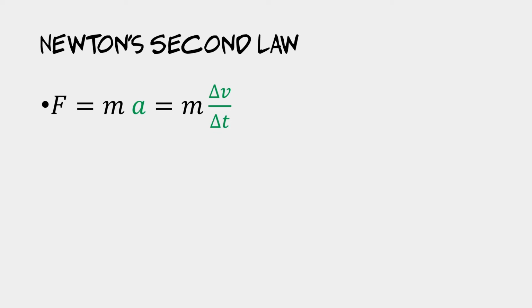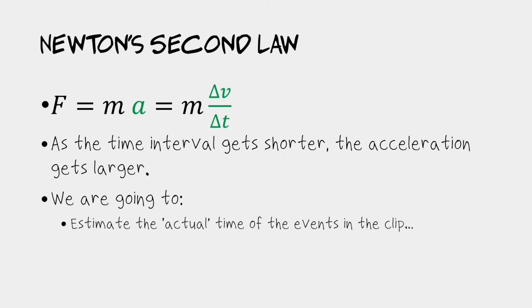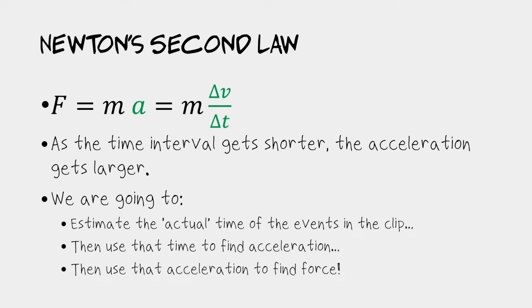And Quicksilver does things very, very quickly. So as the time interval gets shorter, the acceleration gets larger. You need more acceleration to cause something to change its velocity in a shorter period of time. So we're going to hang our hat sort of on that relationship, and over the next couple slides, we're going to try to figure out the actual time for events that occur in the clip. We're going to use that time to find acceleration, and then we're going to use that acceleration with Newton's second law to estimate the force that Quicksilver is able to exert.